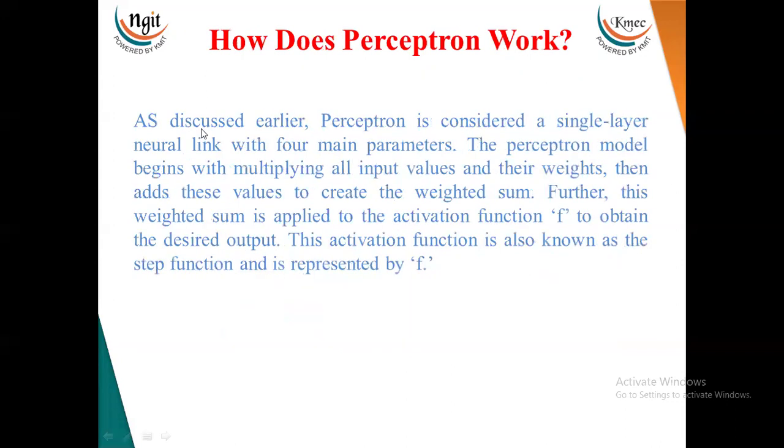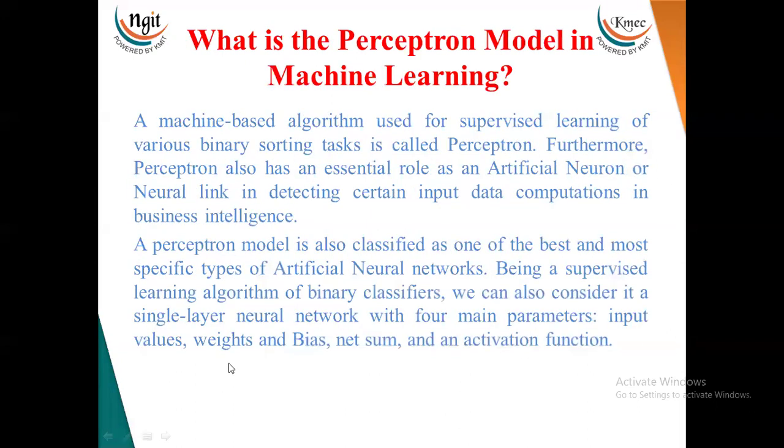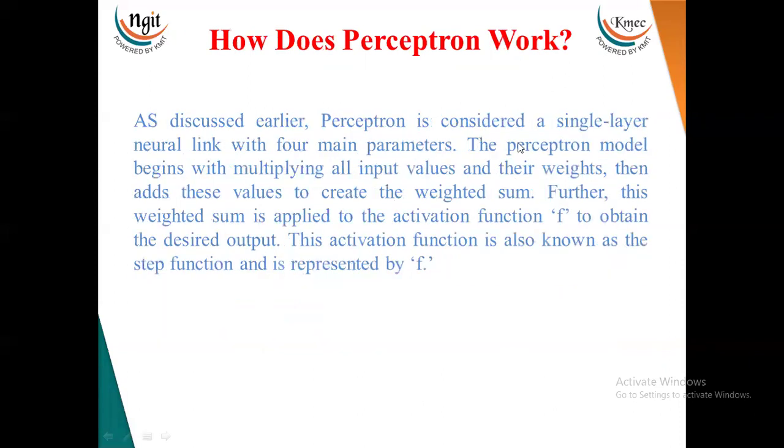How does a perceptron work? Exactly how this particular perceptron is working. We already discussed the four parameters: input, weight, bias, which give you the net sum, and the activation function. We'll use only a single layer, and this perceptron begins by multiplying all the input values with the weights.